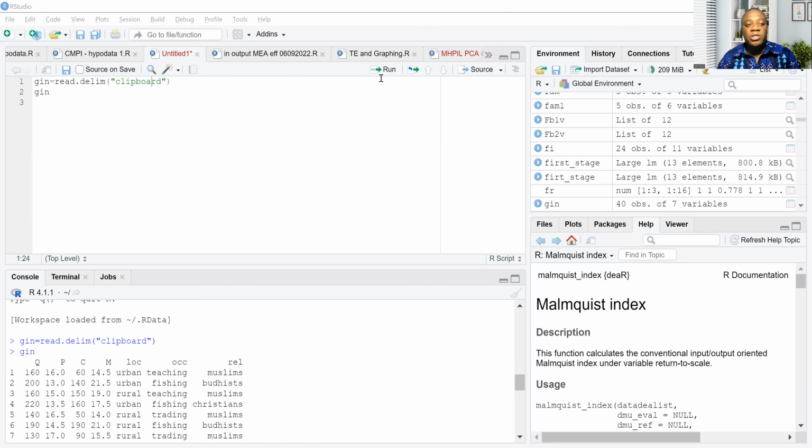If you can't see run, just, whilst your cursor is blinking at what you have typed, is the cursor blinking on that line? Yes, please. Hold the Control key and press Enter. That will run the command. So you should now see the same write-up in blue down there in the console.